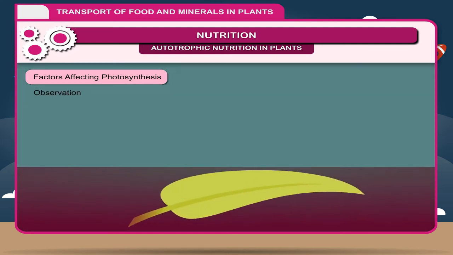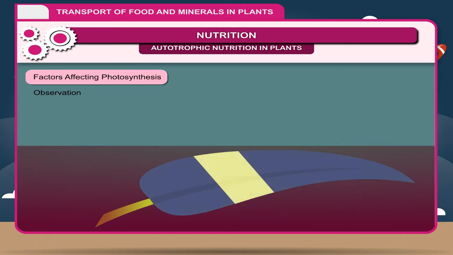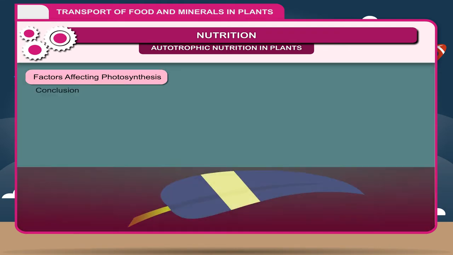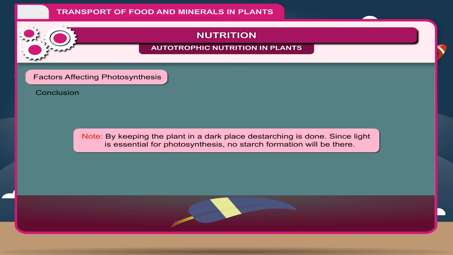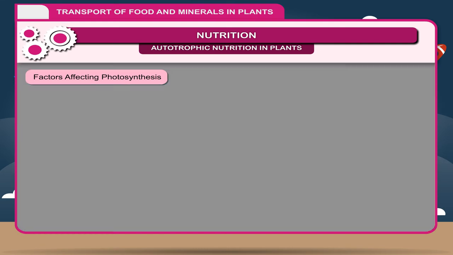Observation. The exposed part to the light of the leaf turns blue in color. The covered portion of leaf remains colorless. Conclusion. Starch is formed due to photosynthesis where light could reach. Therefore, it proves that light is essential for photosynthesis. Note. By keeping the plant in a dark place, destarching is done. Since light is essential for photosynthesis, no starch formation will be there.